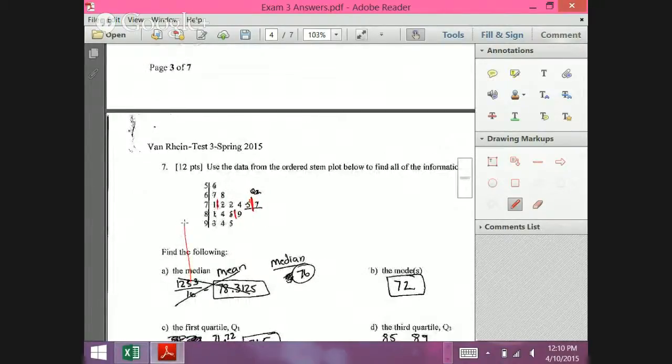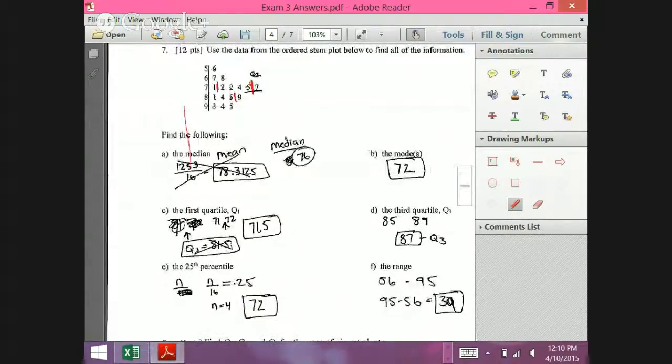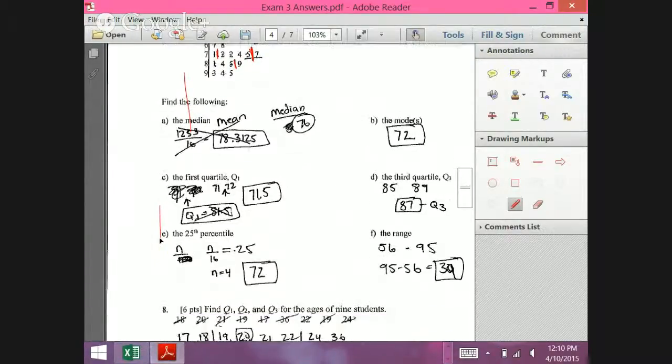And this will be posted on Blackboard. The range, if you wrote 56 and 95, I gave you points for that. If you actually subtract them, you got 39, you got points there too. The 25th percentile, a lot of you calculated N as 4, but then didn't tell me what number had 4 numbers below it, which was 72. So there's some partial credit there.